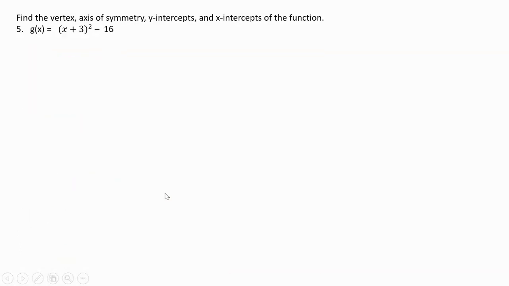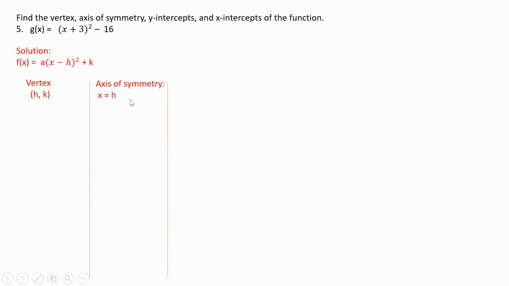Now, what happens if the function is in this form, x plus 3 squared minus 16? I believe in some books, this is called the vertex form. But in this book, they just call it the rule. The rule x plus 3 squared minus 16. So in other words, this is a function, right? It's in the form a times x minus h squared plus k.